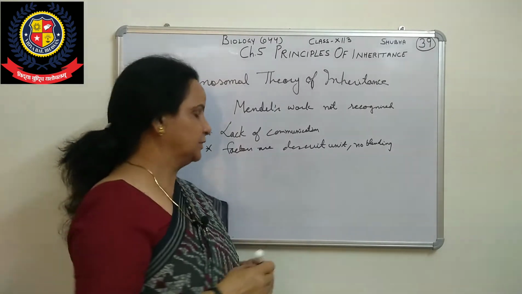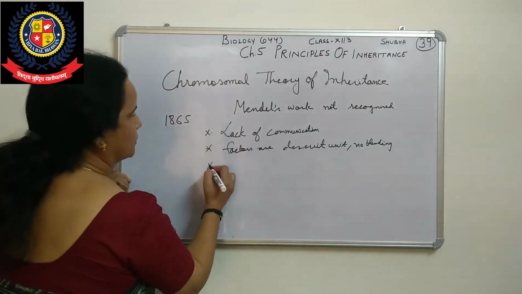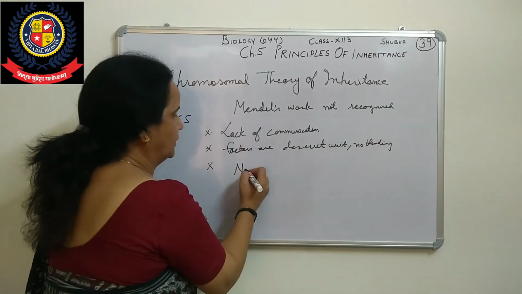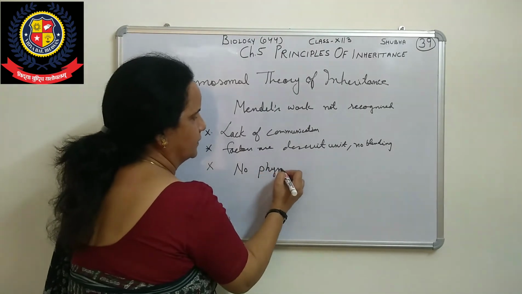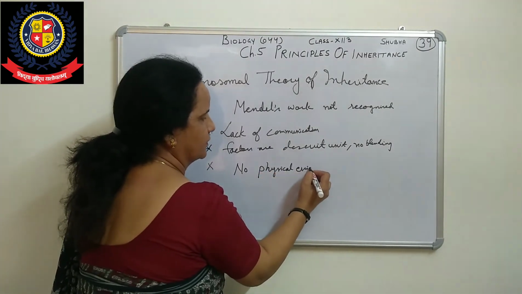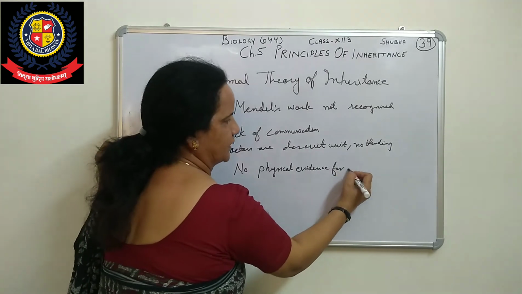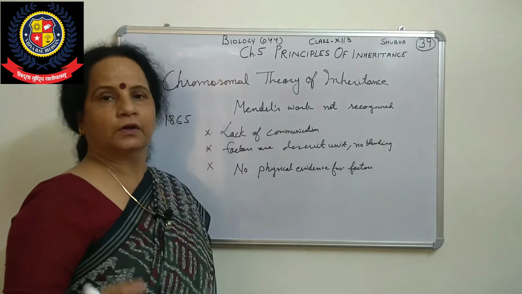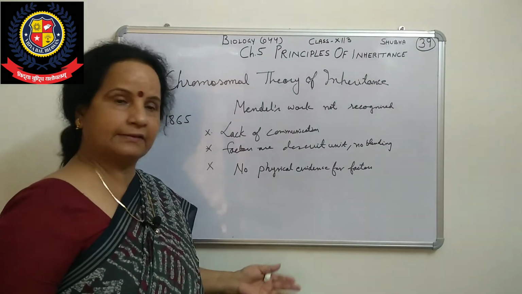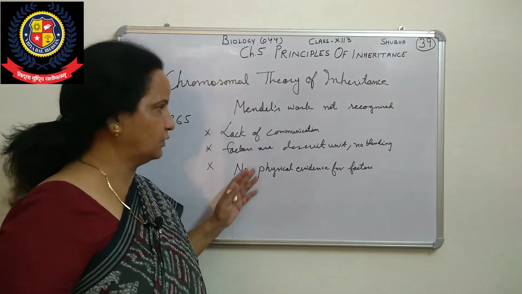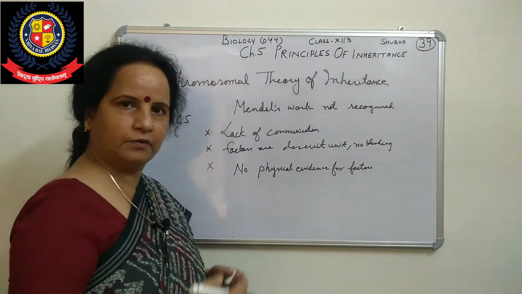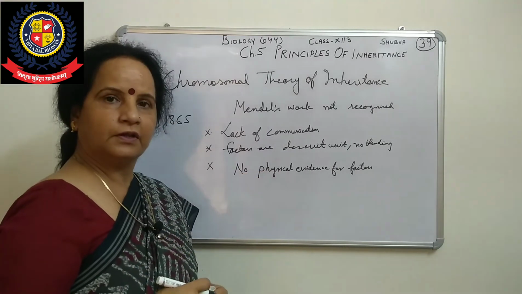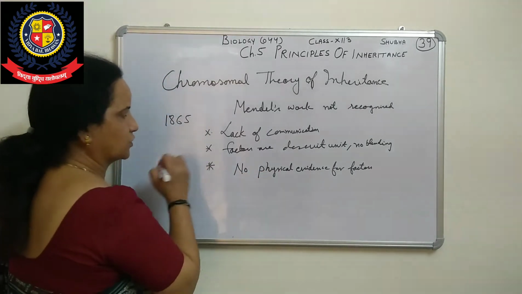The third reason is that he had no physical evidence for factors. Today we know about the nucleus and chromosomes, but at that time nothing was known, so he could not tell about that. He only told what he had seen according to his observation. So that is one more reason his work was not publicized or recognized.